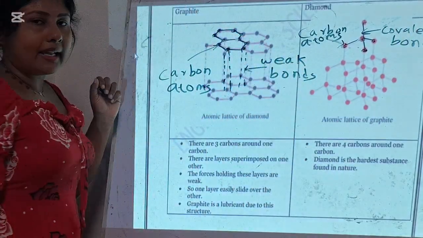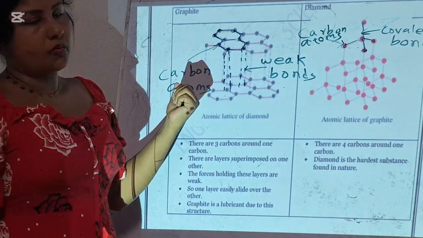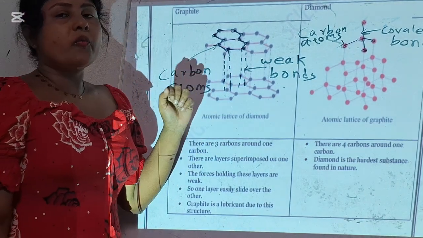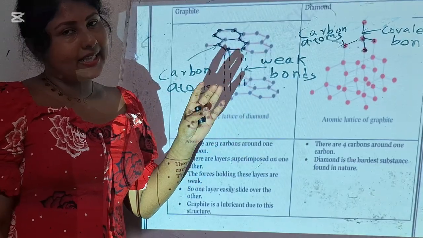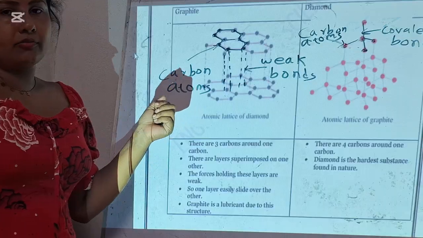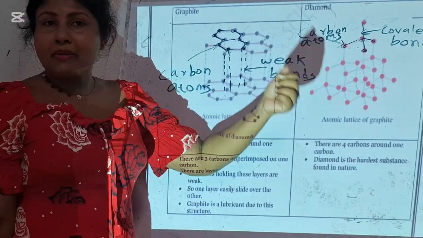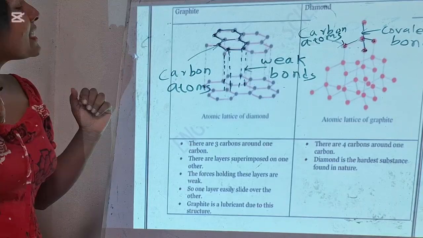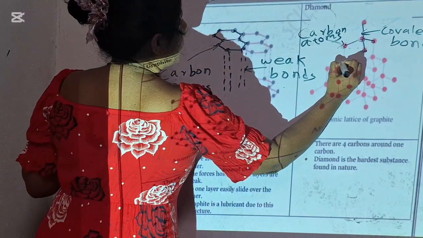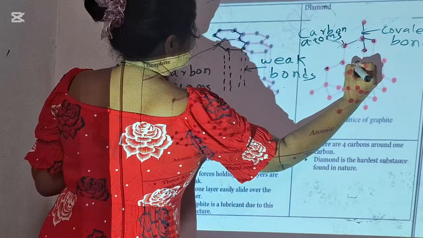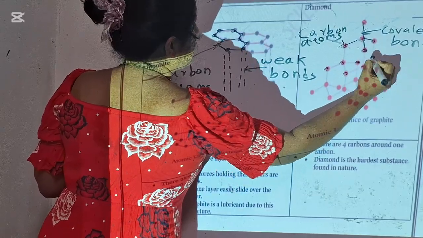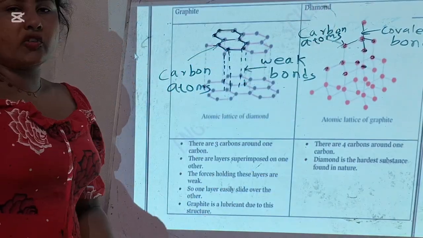In the previous one, graphite, we saw weak bonds, but here you can't see weak bonds like before. Unlike graphite, this has no such weak bonds. All are interconnected with strongly bonded covalent bonds. This is how the diamond structure is formed.